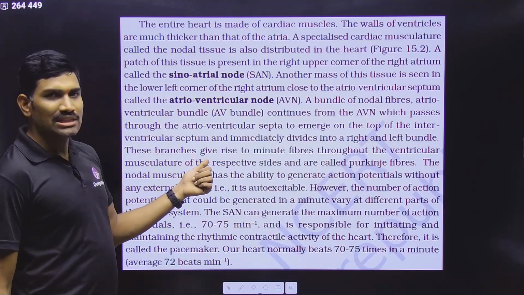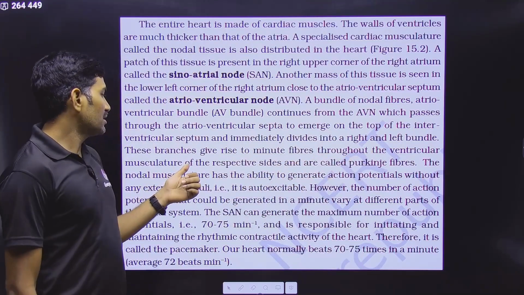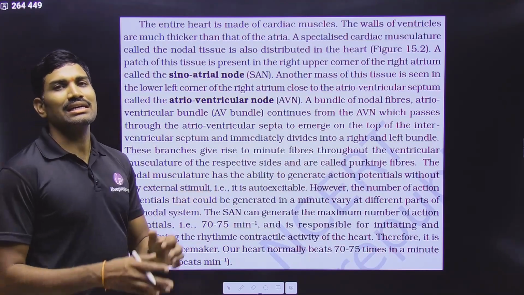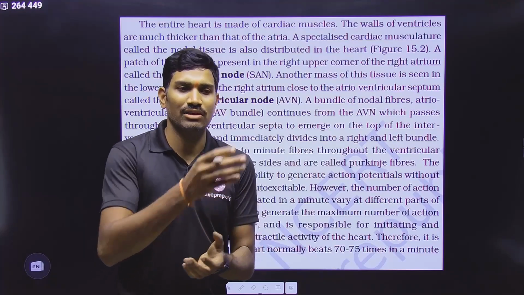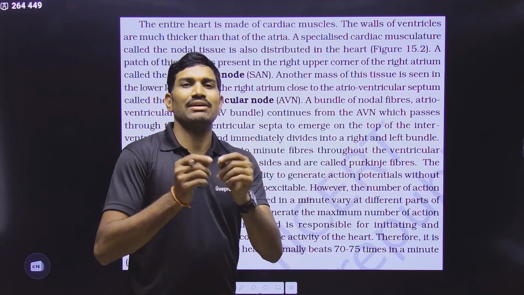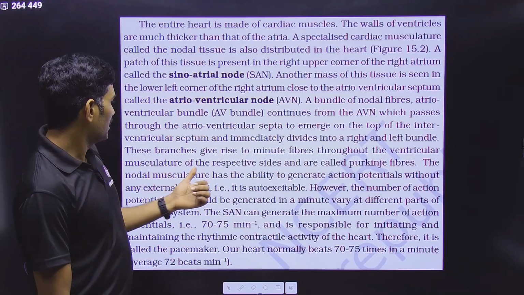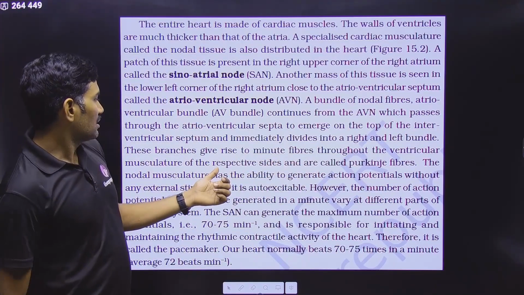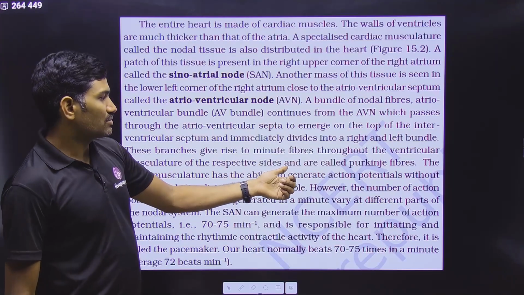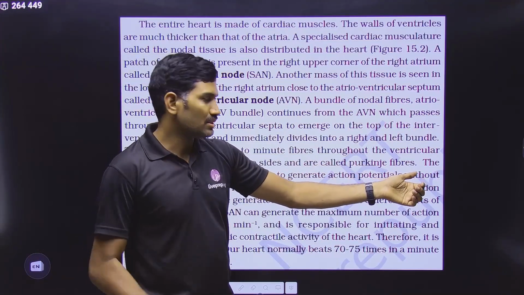Next one, these branches give rise to minute fibers throughout the ventricular musculature. So in the entire ventricular musculature, wherever the muscular tissue is there, these bundles further divide and form fine branches. They are called Purkinje fibers. So Purkinje fibers are the last ones.